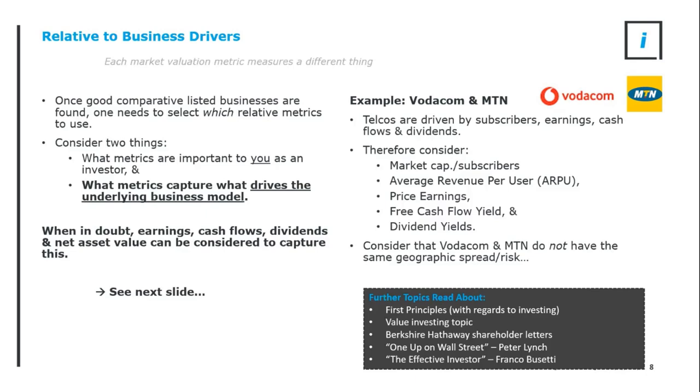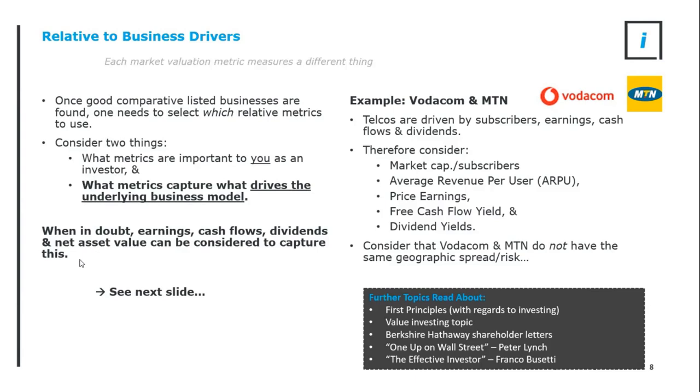So each market valuation metric measures a different thing. The overarching golden rule here is whatever metric drives the business should probably drive the valuation as well. And therefore, that's probably the metric one wants to choose. Consider which metrics are important for you as well. If you're buying something for dividends and dividend yields, maybe the yield is more relevant, things like that. But this is really a great starting point, to consider, once you've got good comparatives, what drives the underlying business model. Take out those relatives, and then you can compare it.